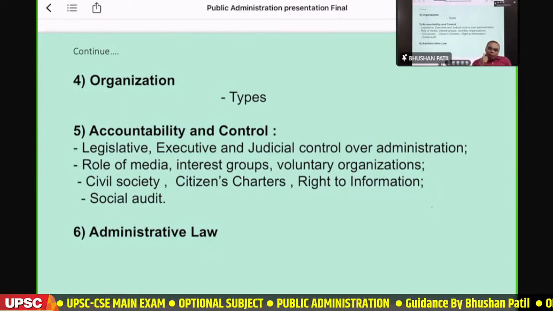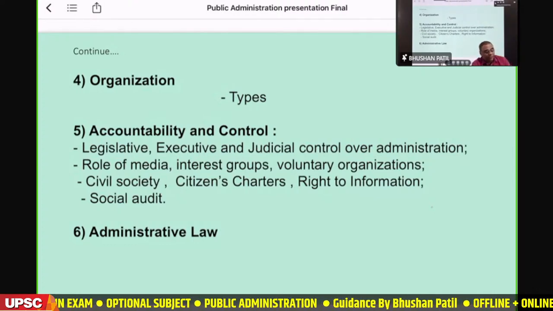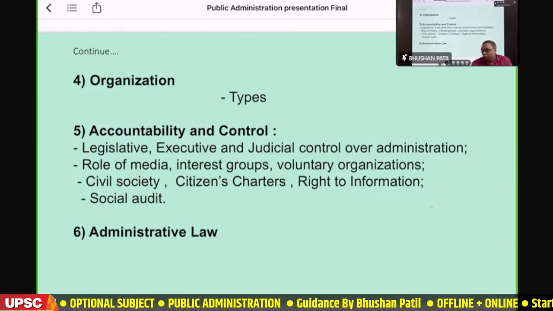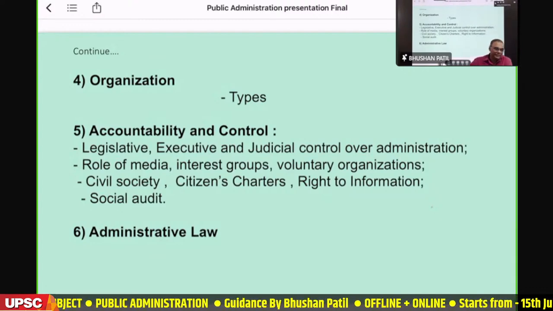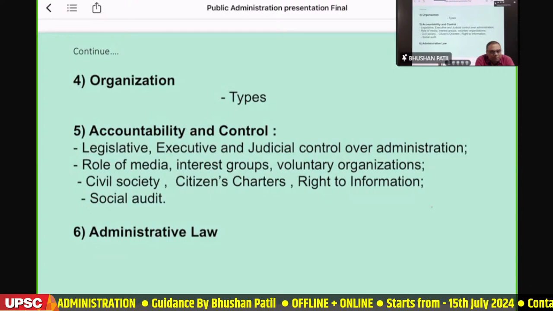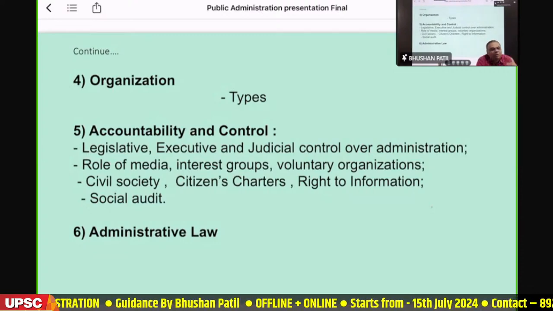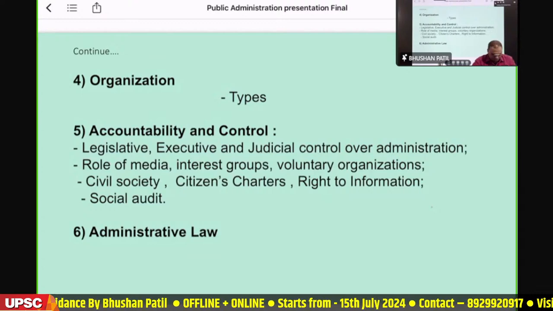Now we require accountability and control. Why? Because ultimately we as a citizen, we are paying to government. We pay taxes, right? We pay direct taxes, indirect taxes. Ultimately government is run on our own money. Everyone pays taxes. It is not only few people who pay taxes.